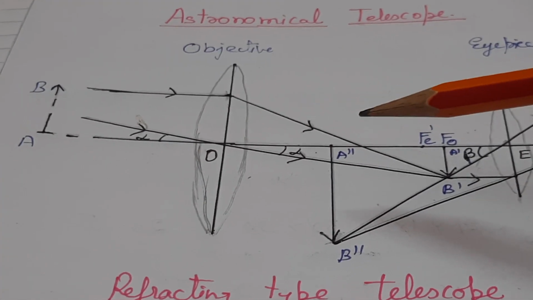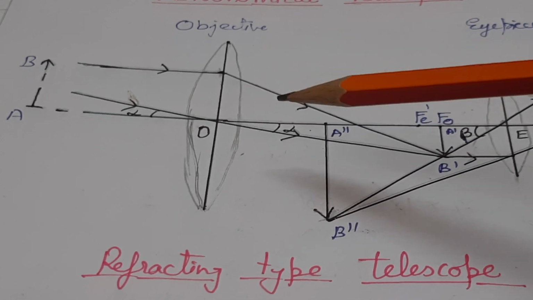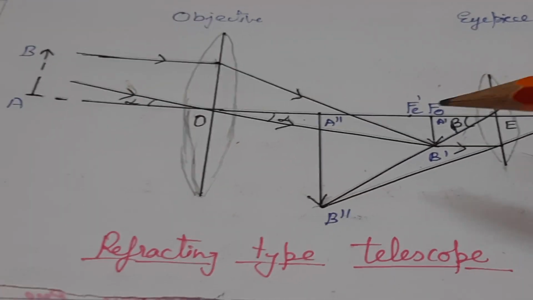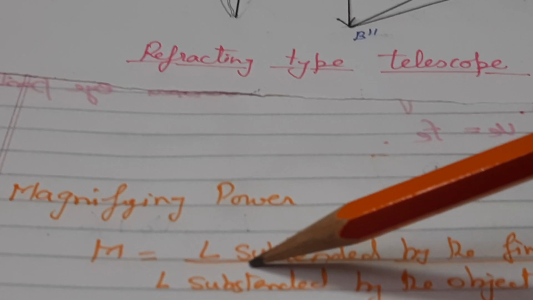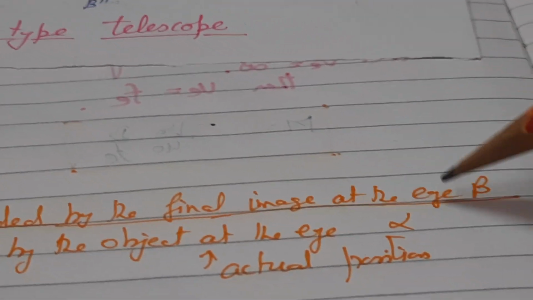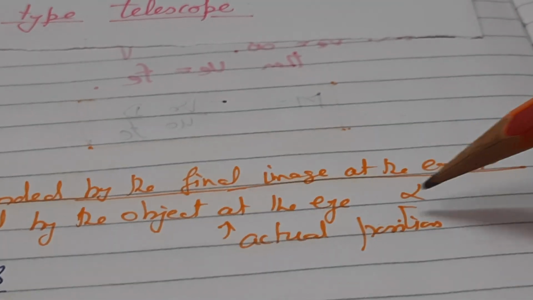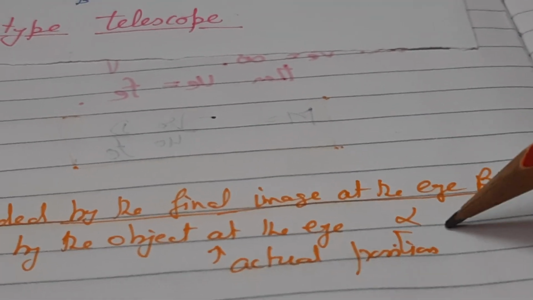Now how will you do the derivation? Just try to understand. First we will take magnifying power. For magnifying power, we will take beta upon alpha. Beta upon alpha means beta is the angle the final image subtends at the eye, and alpha is the angle the object subtends at the eye in its actual position.